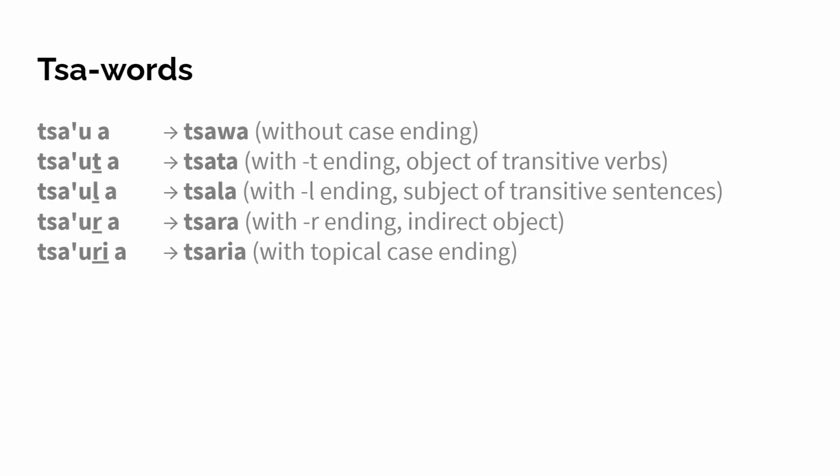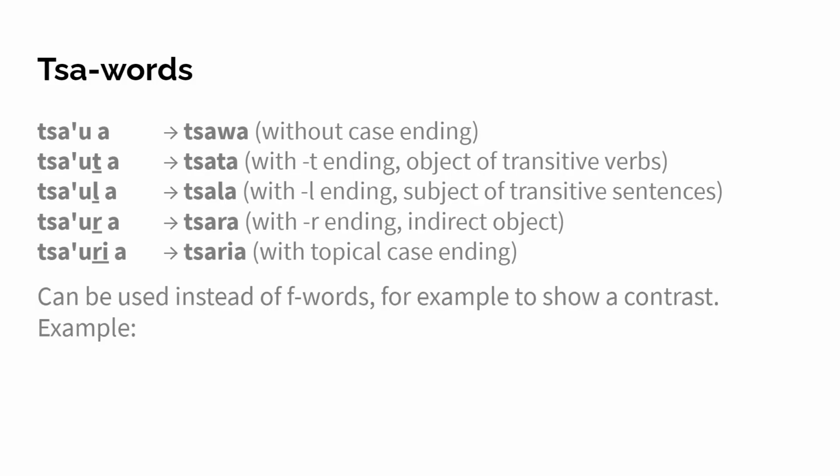Very likely, you already know the syllable tsa. We have feu, this thing, and we have tsa'u, that thing. So tsa can also go in front of any noun and means then that. And we also have a full set of tsa words. So tsa'u-a becomes tsawa, tsa'ud-a becomes tsata, tsa'ul-a becomes tsada, tsa'ur-a becomes tsara, and tsa'uri-a becomes tsaria. These can be used instead of F words.